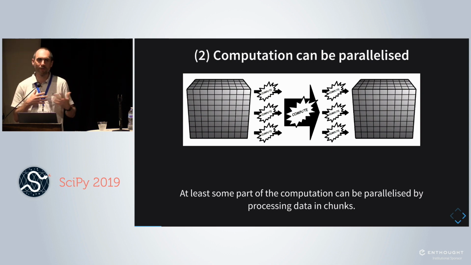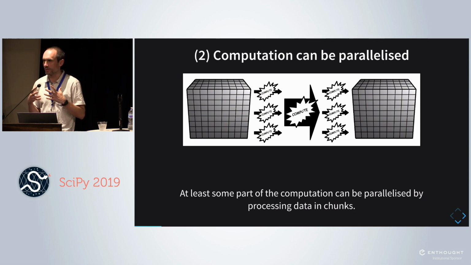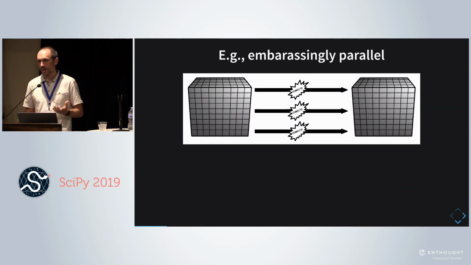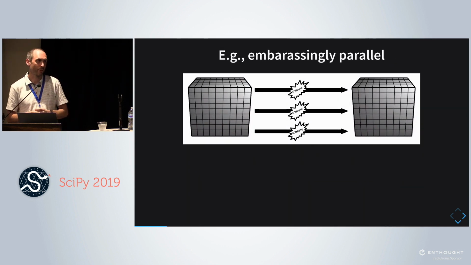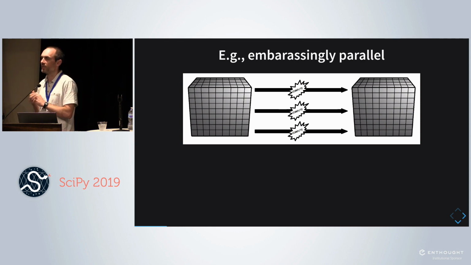We may not be able to parallelize the whole thing. There may be some part in the middle of our computation where we do have to bring everything together, but definitely some parts of it could be parallelized by working in chunks. And actually, we have quite a lot of problems that are embarrassingly parallel, so we can just compute something on each chunk completely independently and store that in the output.